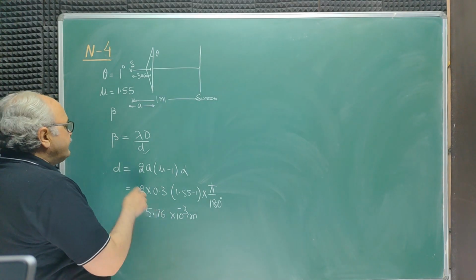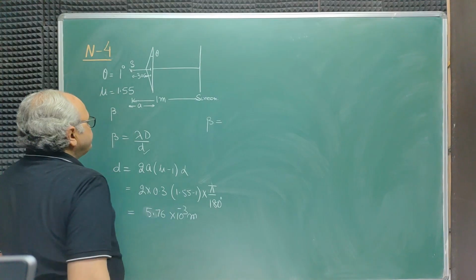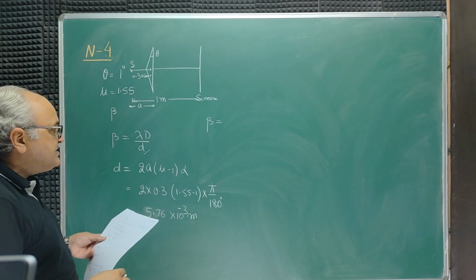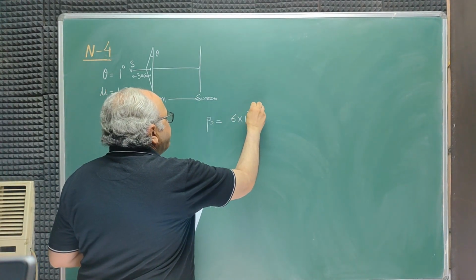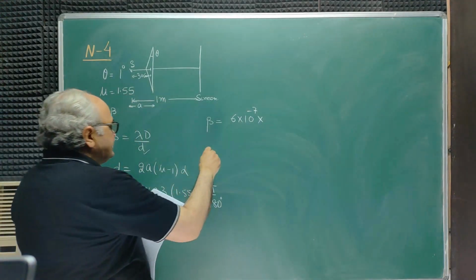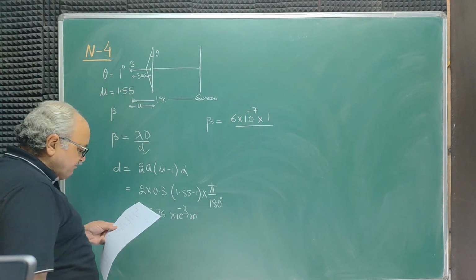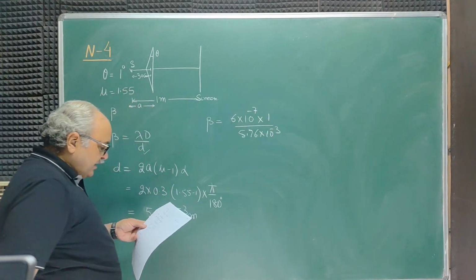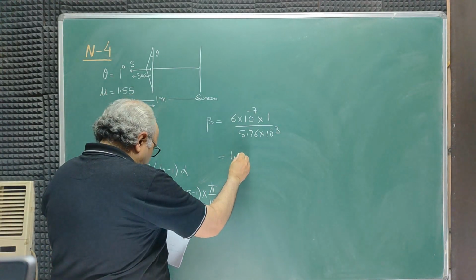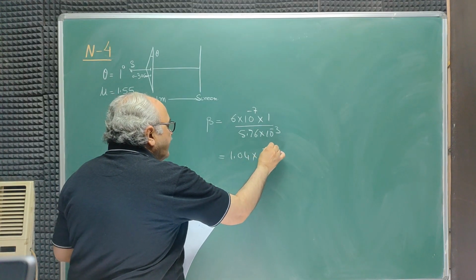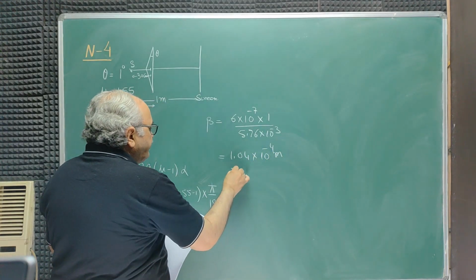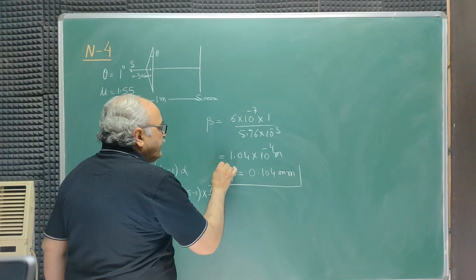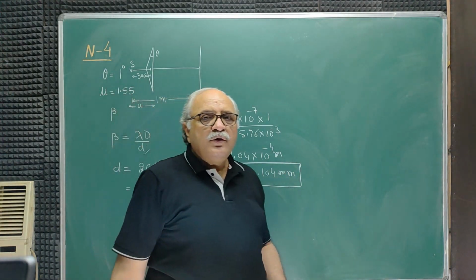And when we use this d to find out the fringe width, that is equal to the wavelength, and wavelength given to us is 6 into 10 to the power minus 7, multiplied by distance capital D is 1 meter, small d already we have worked out, this is 5.76 into 10 to the power minus 3, and if you solve this, this comes out to be 1.04 into 10 to the power minus 4 of meter, or we can say beta is equal to 0.104 of millimeter. This is the answer for the numerical number 4.